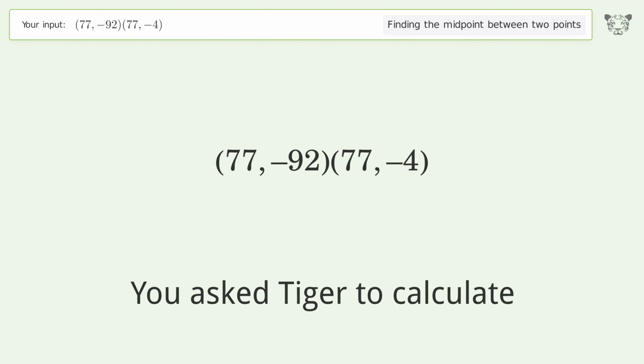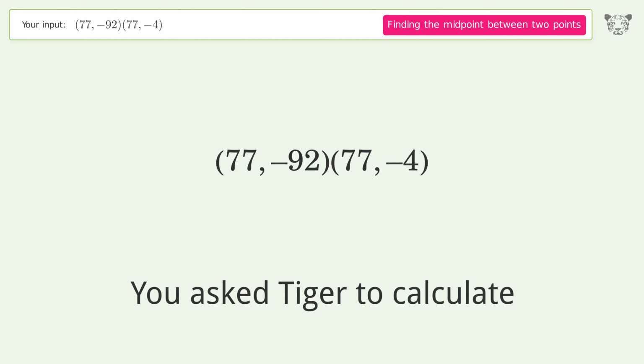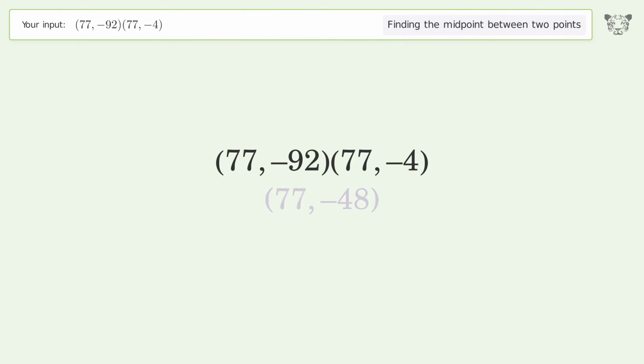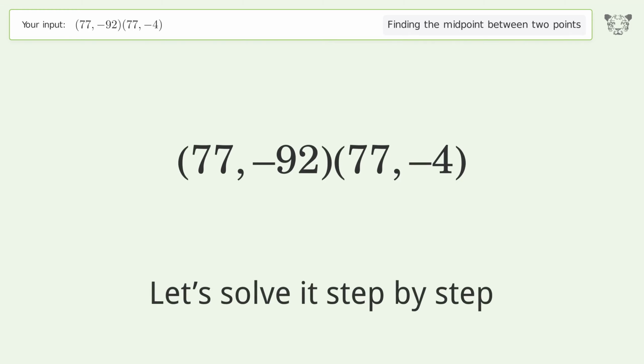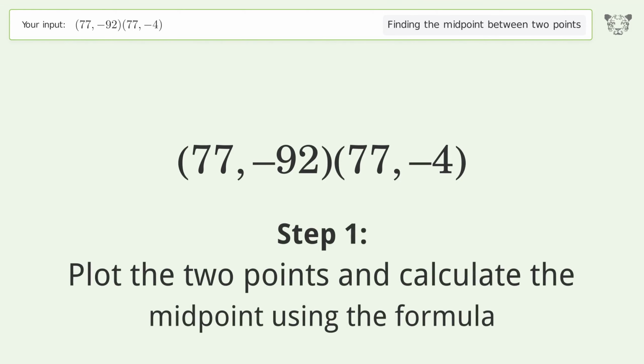You ask Tiger to calculate. This deals with finding the midpoint between 2 points. The midpoint between the 2 points is 77, negative 48. Let's solve it step by step. Plot the 2 points and calculate the midpoint using the formula.